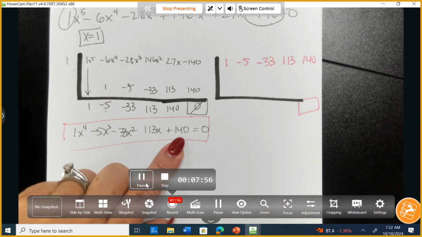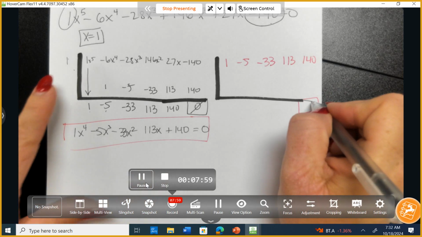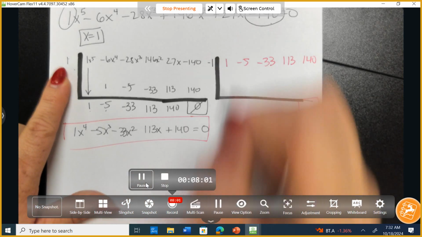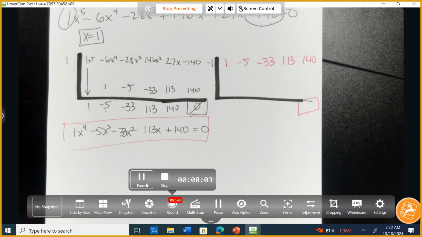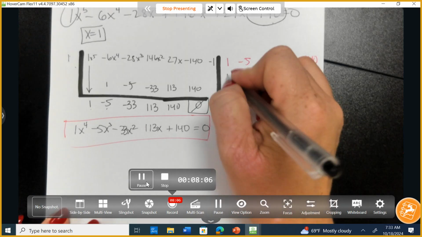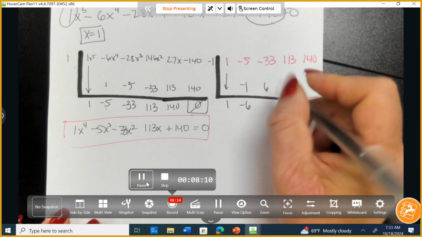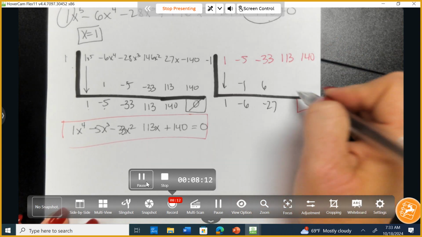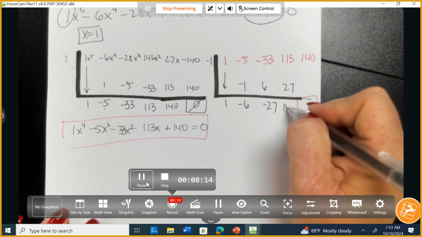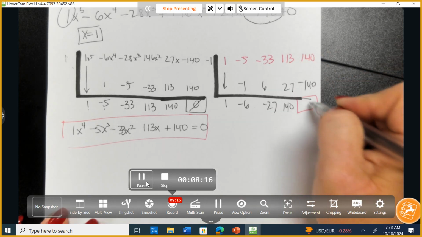And I want you to test right now on your own. We tried 1. Let's try negative 1. Does negative 1 work? Let's try. I'm dropping down and I'm multiplying. I'm adding and I'm multiplying. If you see I make a small mistake as I'm rushing, it's very possible. Please let me know. I'm adding down and I'm multiplying, and it works.